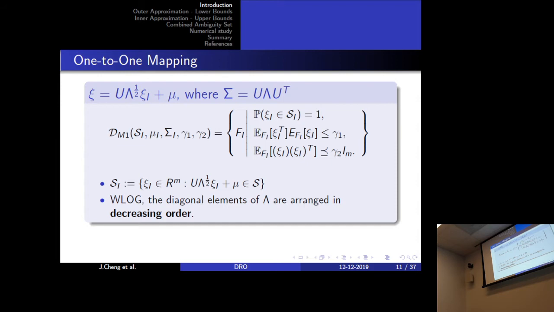Without loss of generality, we assume the elements in lambda, actually the eigenvalues, are arranged in decreasing order. That means the first element is greater than or equal to the second element in lambda. We assume decreasing order without loss of generality. So with this one-to-one mapping, the original DRO problem is equivalent to this DRO.